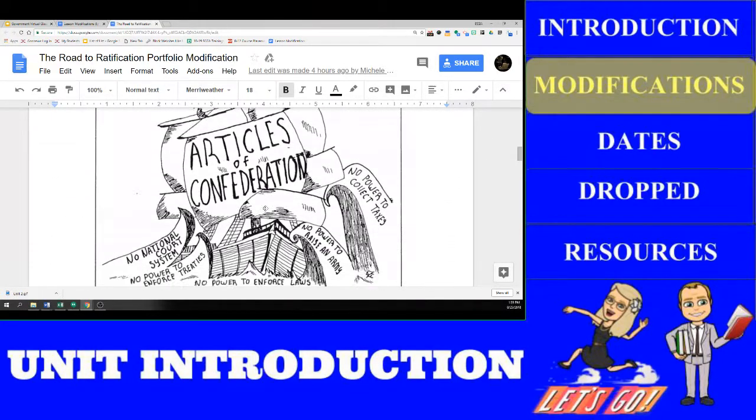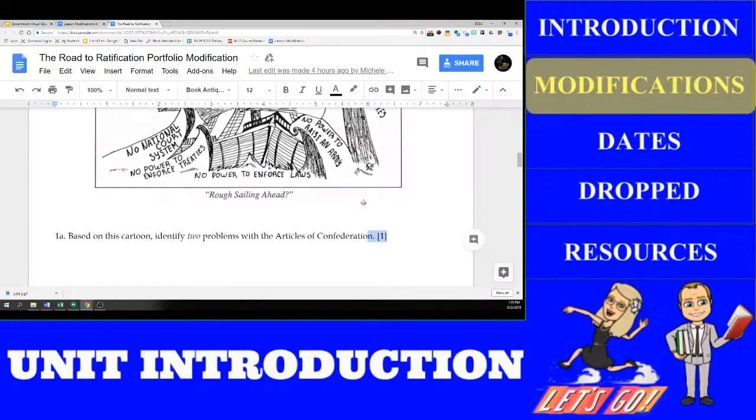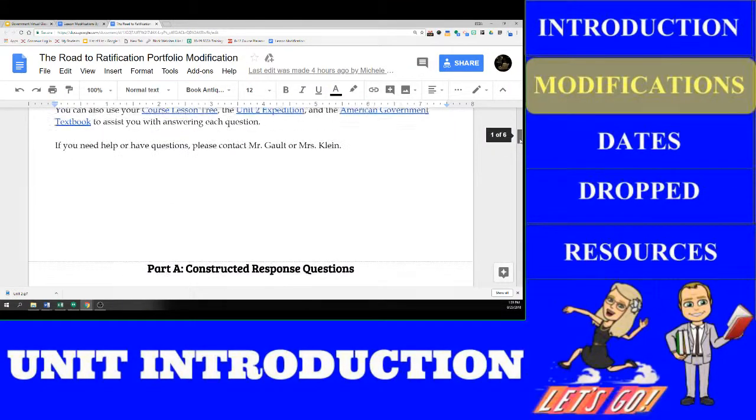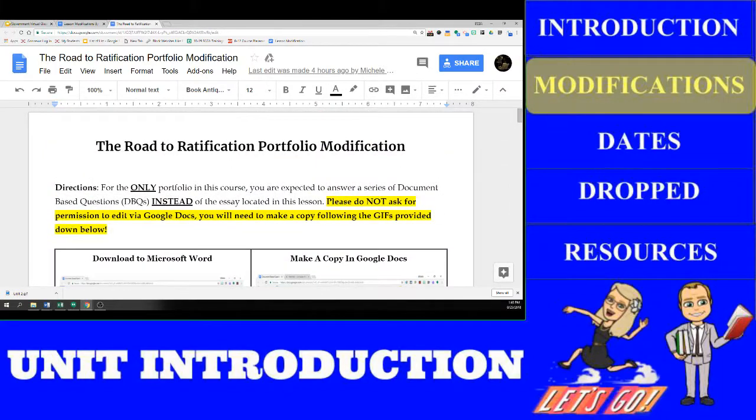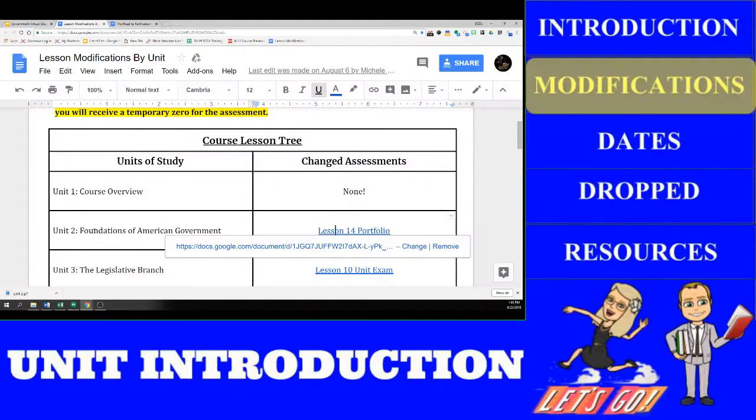We give you different political cartoons, different primary documents, and you're going to answer the question. It tells you how much each question is worth. You can't go wrong with this. So make sure that when it comes to the portfolio, you are doing the modified lesson. So once again, Unit 2, Lesson 14, the portfolio, it is modified, okay?